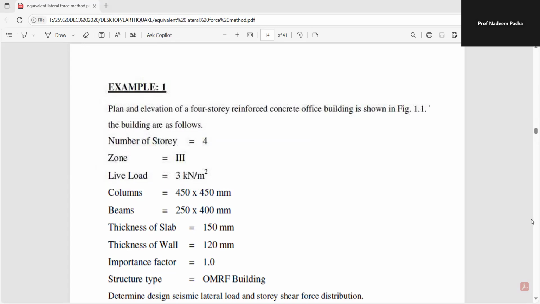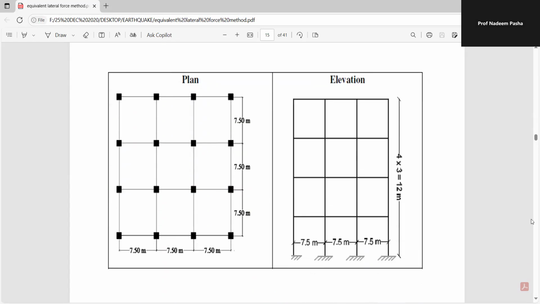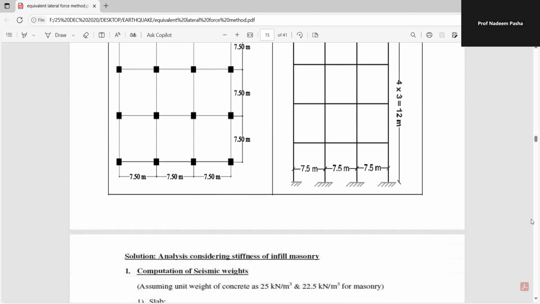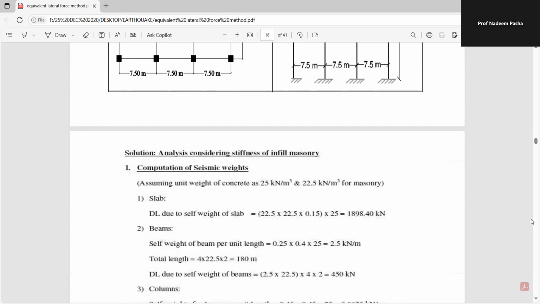So what you need to determine? You determine the design seismic lateral load and storey shear force distribution. So this is the figure, this is the plan, and this is the elevation. So we'll start the analysis part. The solution contains analysis considering stiffness of infill masonry. So how are we calculating the computation of seismic weights?